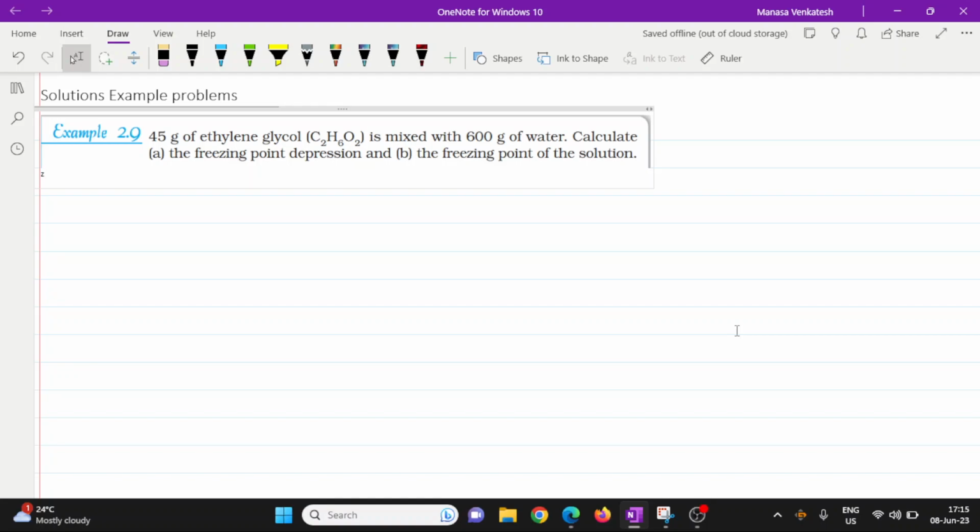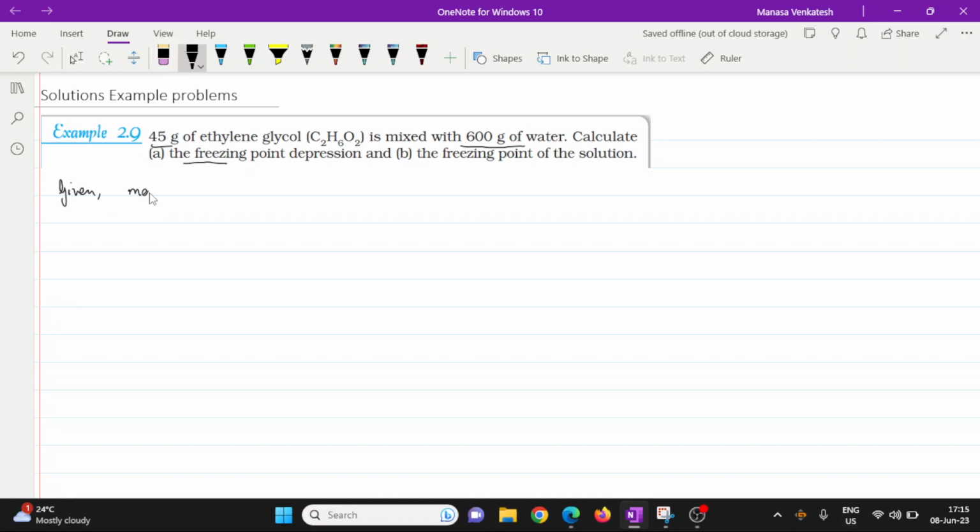In this video, we are going to be discussing example 2.9. 45 grams of ethylene glycol is mixed with 600 grams of water. We need to calculate the freezing point depression and the freezing point of the solution. Obviously, based on this question, it is related to the depression in freezing point. So we've been given the following values.